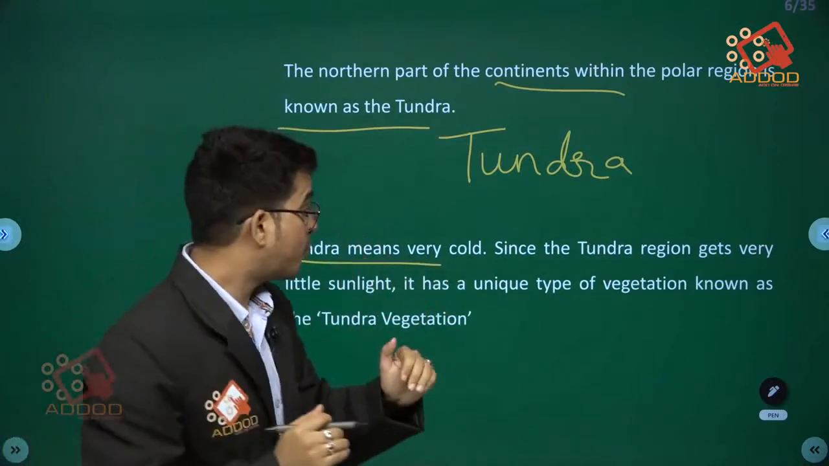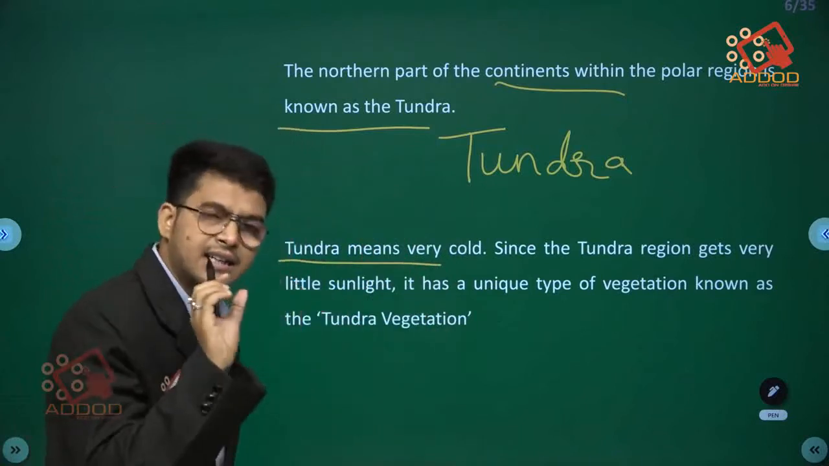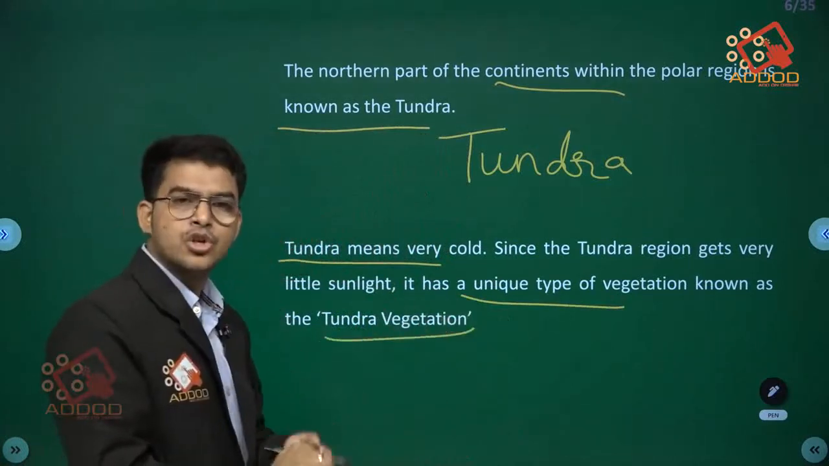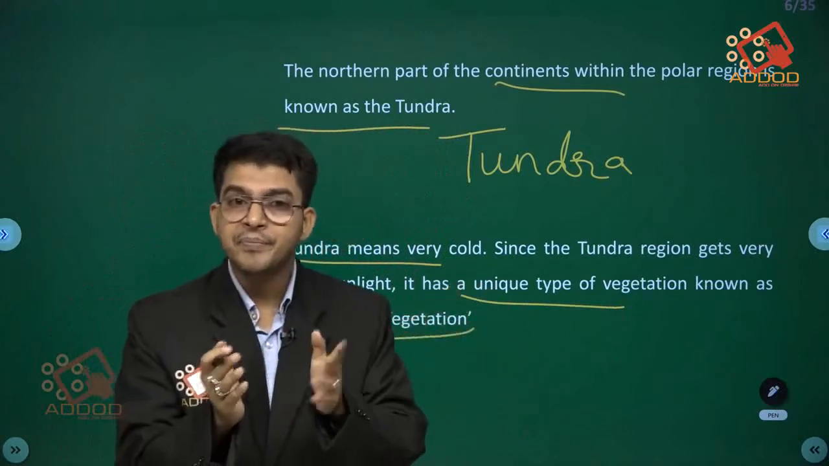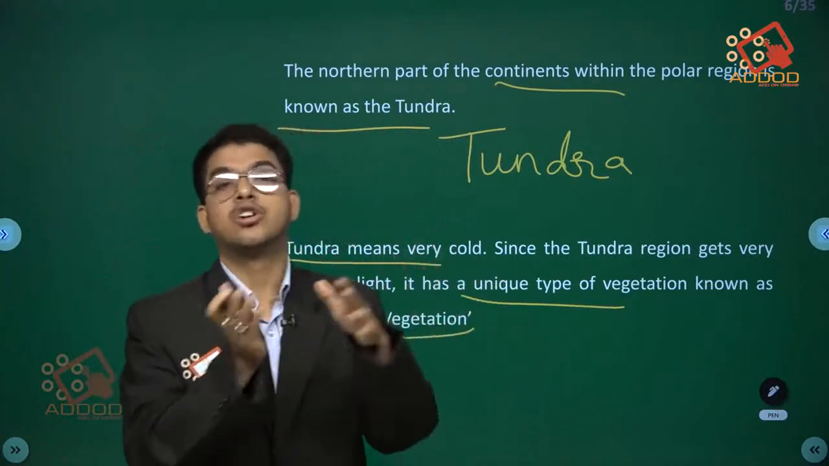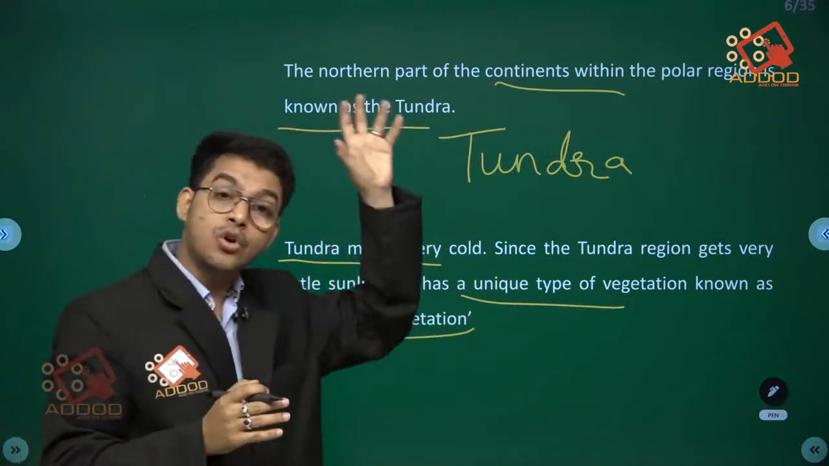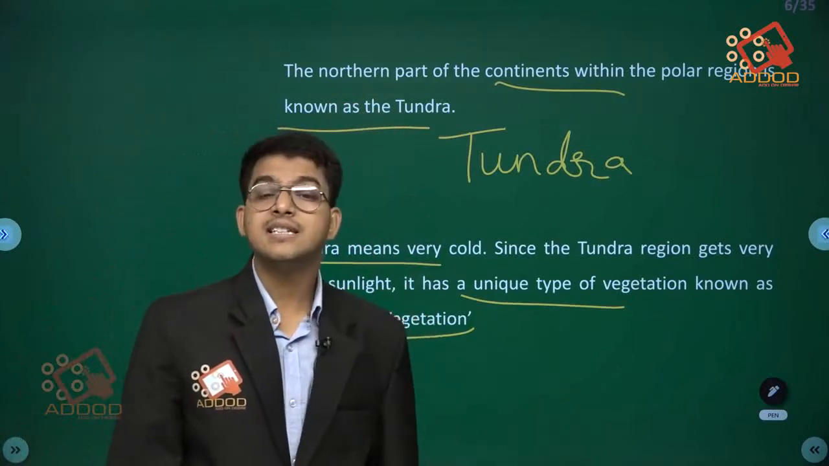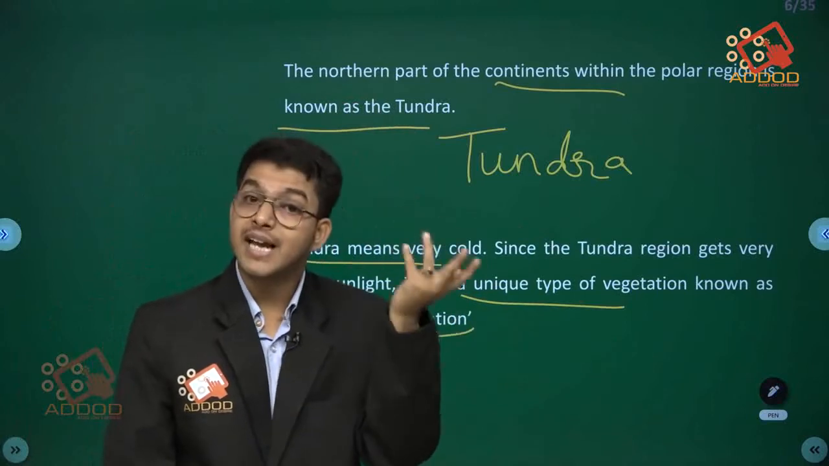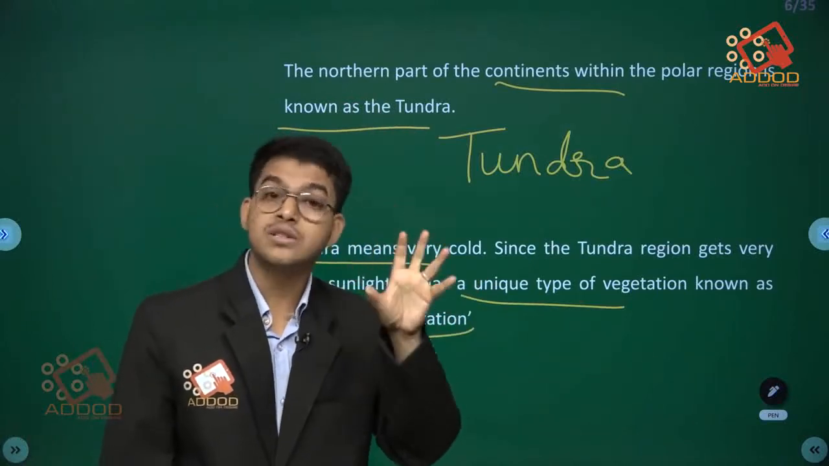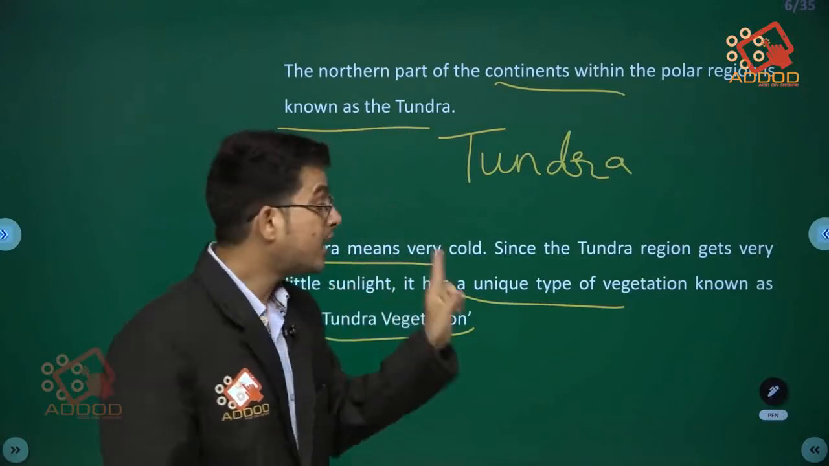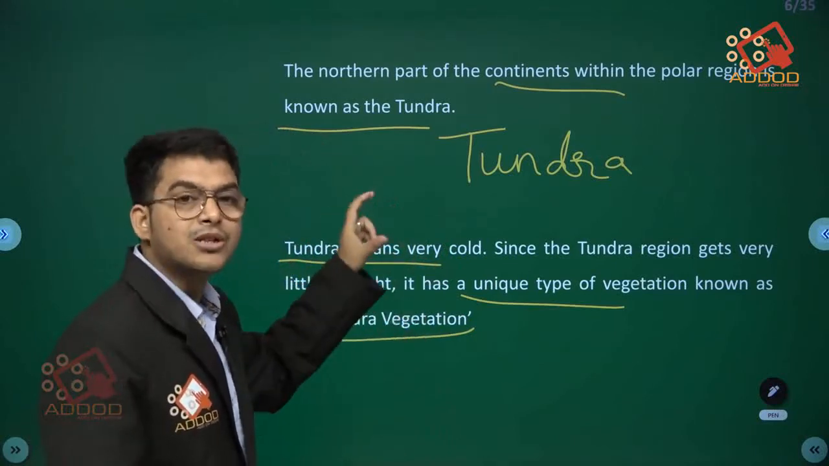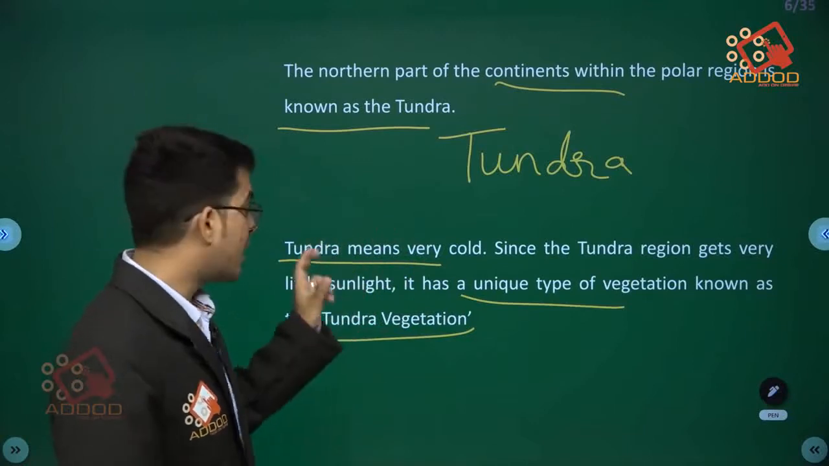Since the tundra region gets very little sunlight, it has a unique type of vegetation known as the tundra vegetation. Whatever is related to tundra is called tundra: if it is vegetation, tundra vegetation; if it is animal, tundra animal. This part gets very little sunlight, which means very little heat, because we get heat from the sunlight. We have already studied the sun as a source of energy. Those vegetations available in the tundra region are called tundra vegetation.